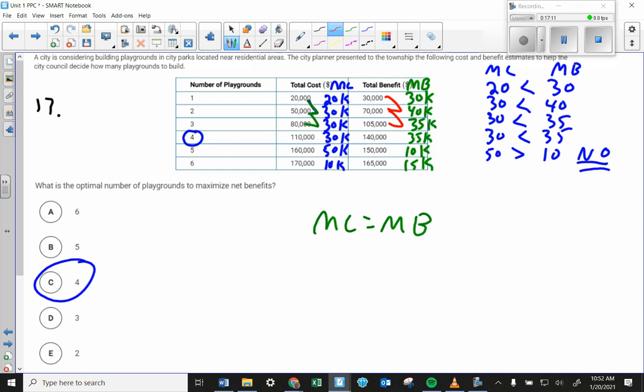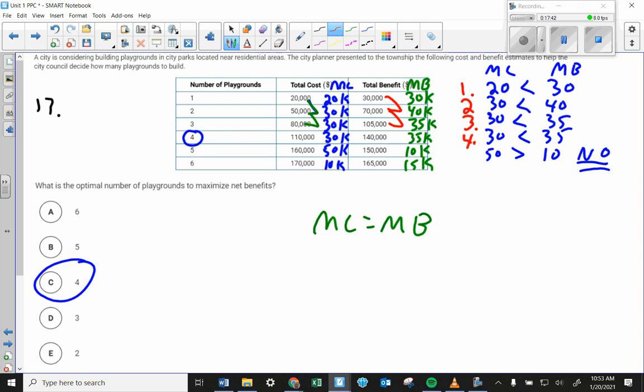Then you go through each one and decide, should we do it? For the first one, since the marginal benefit is greater than the marginal cost, do it. For the second playground, the marginal benefit of 40 is greater than the marginal cost of 30, do it. For the third one, marginal benefit of 35 is greater than marginal cost of 30, do it. For the fourth one, the marginal benefit of 35 is greater than the marginal cost of 30, do it. But the fifth one, don't do it. Why? Because the marginal cost is greater than the marginal benefit.